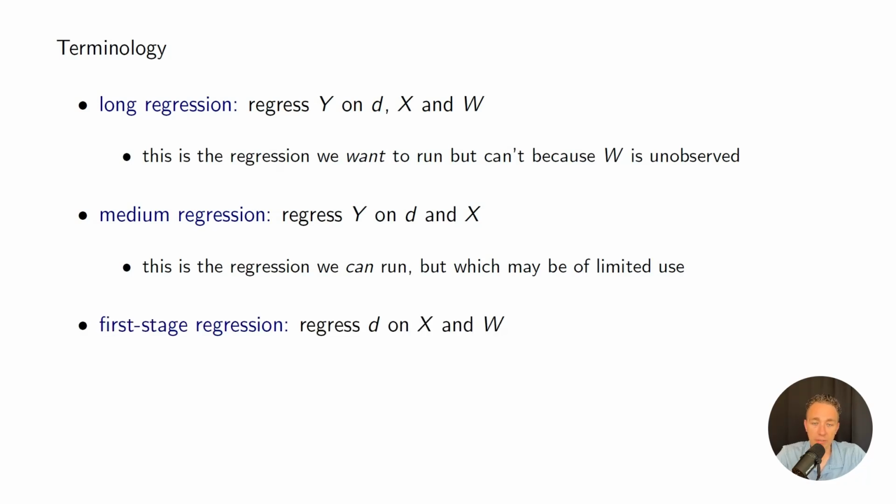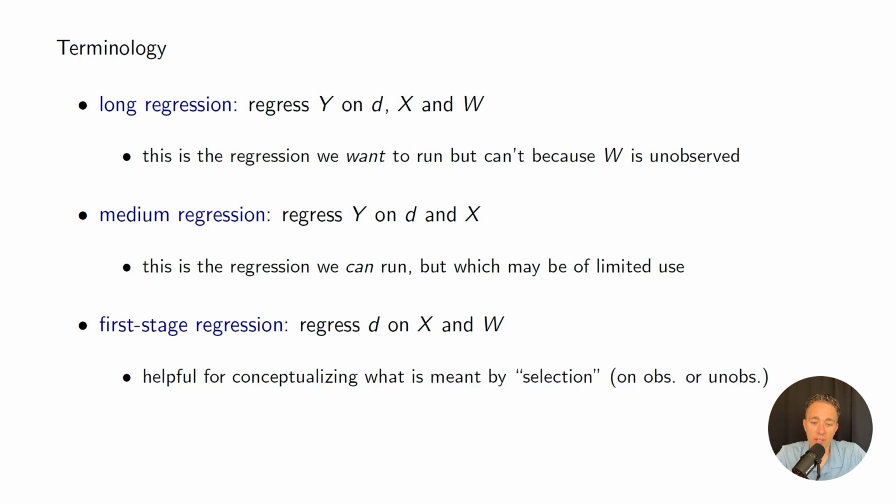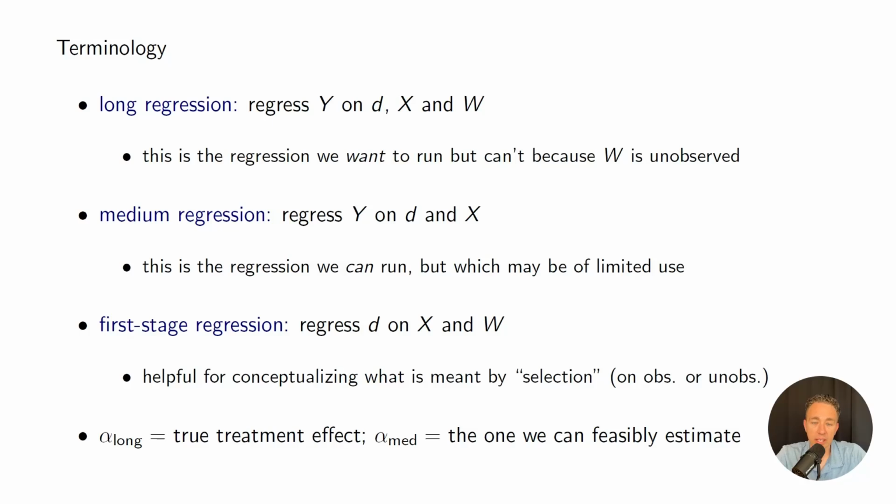And then we also have a first stage regression, which is a regression of D on X and W. This is basically a way to conceptualize what we mean by selection on observables or unobservables. Something they also mention in the paper is a short regression, which is just a regression of Y on D. I didn't put it in these slides. But basically, we can get different estimates of alpha from the long or the medium regression. We can also get an alpha from the short regression, and that can help us reason about what alpha long might look like because it's infeasible for us to estimate it.